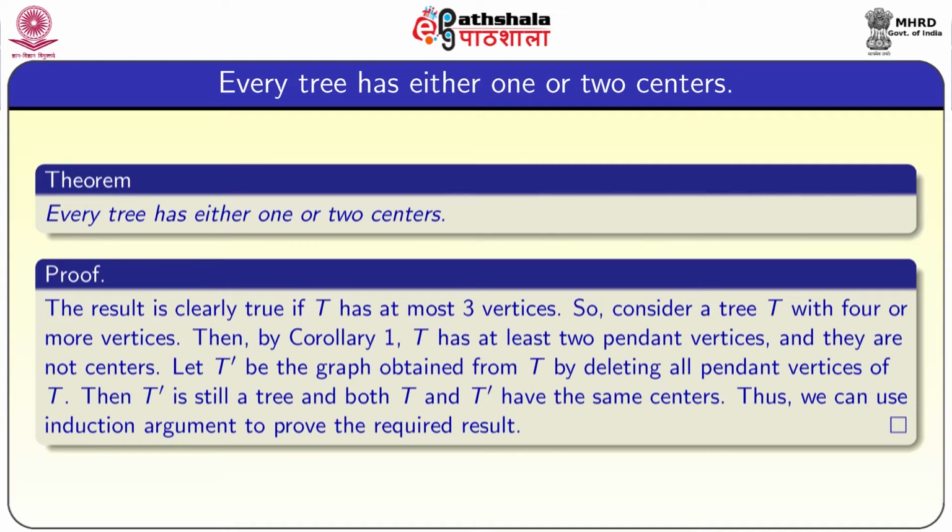Let T dash be the graph obtained by deleting all pendant vertices of T. Then T dash is still a tree and both T and T dash have the same centers. That is easy to see. Thus, we can use the induction argument to prove the required result. Since T dash has fewer vertices than T, it can be done.